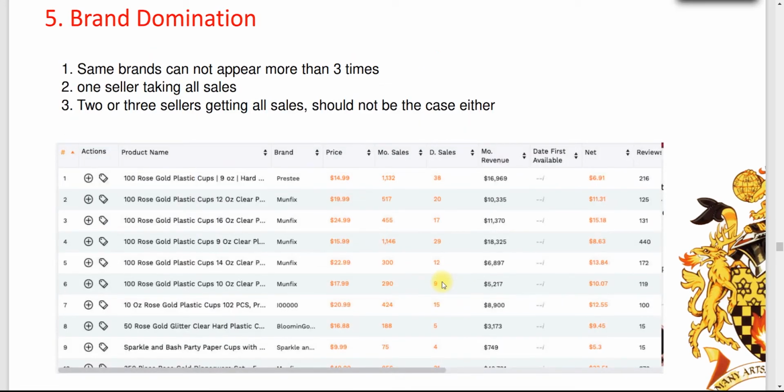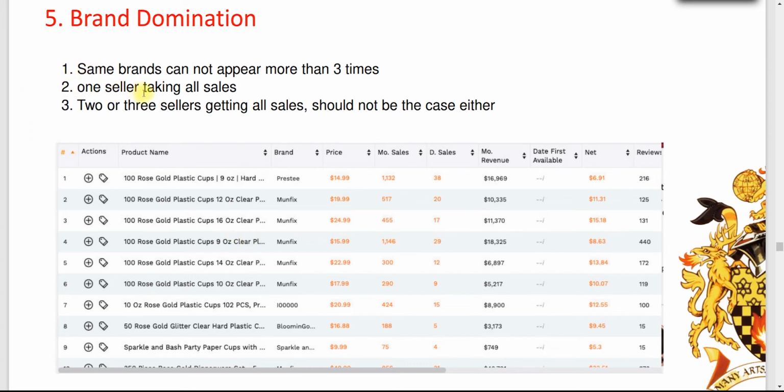Number 5th component, brand domination. The same brand should not appear more than 3 times. It's a domination of that brand; that brand is covering that specific niche. You can see here, this Monfix brand is covering almost all of this niche for this specific product, rose gold plastic cups. So I think we should not jump into such a niche, as this seller is already covering all of it and we will not be able to compete.